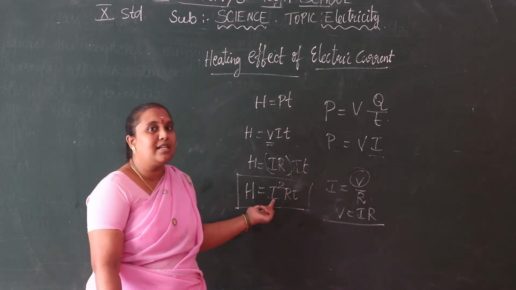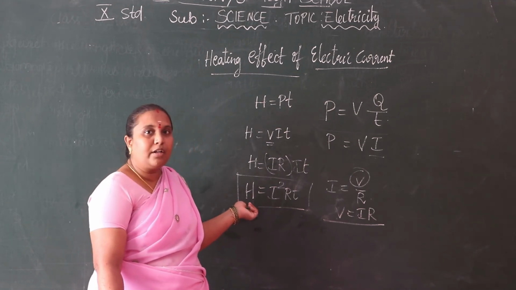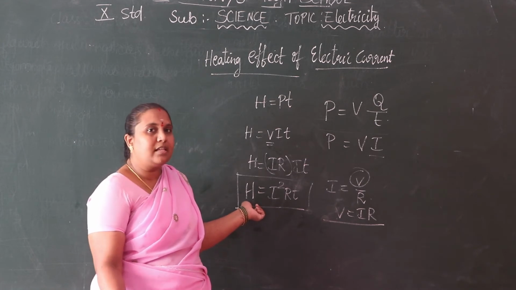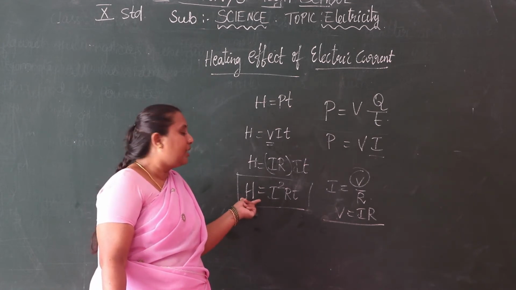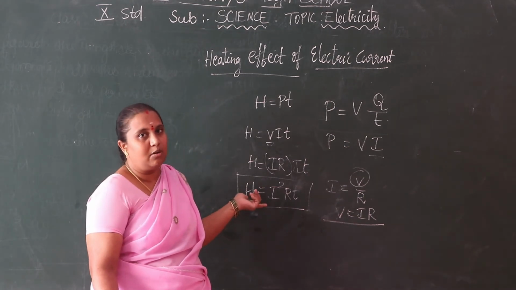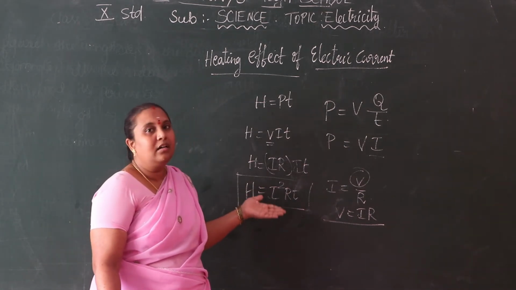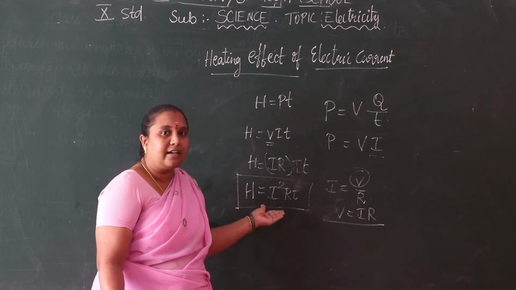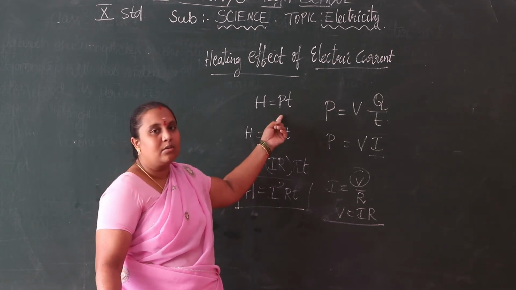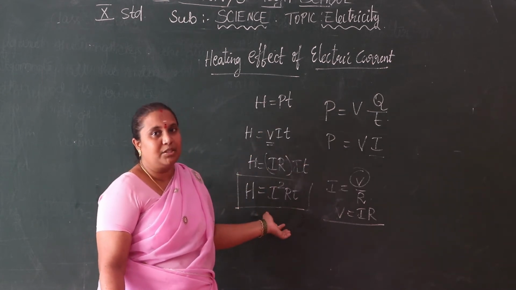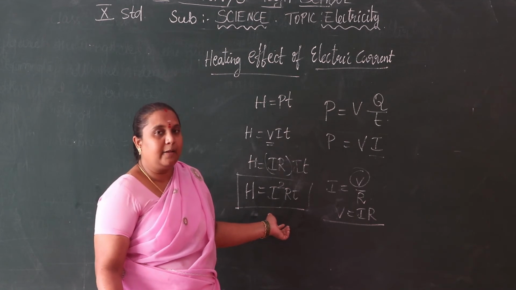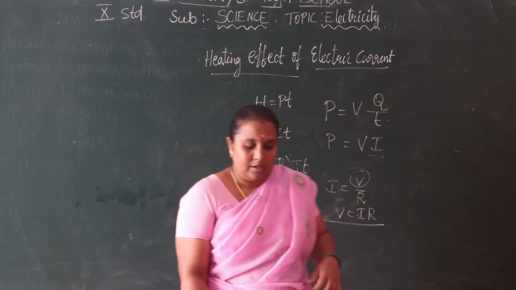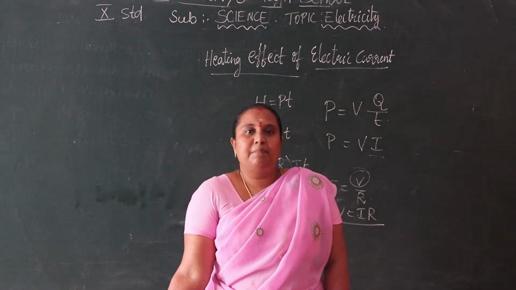Children, do you know what the SI unit of heat is? Here we are mentioning it as heat energy. So what is the SI unit of energy? The SI unit of heat energy is joules. In the heating effect of electric current, we are mentioning it as power. This heat we can mention as joules heating. Understood, children?